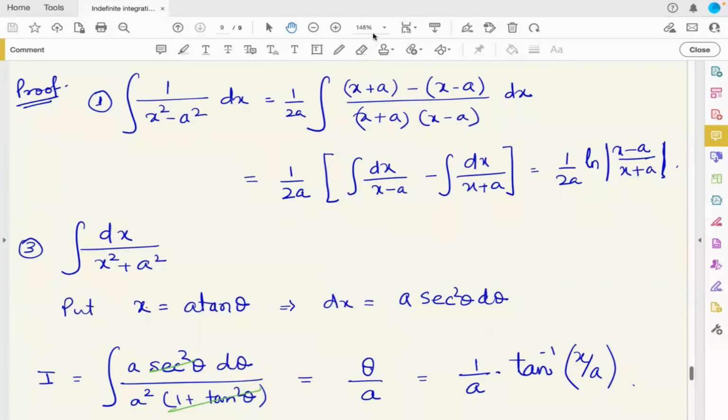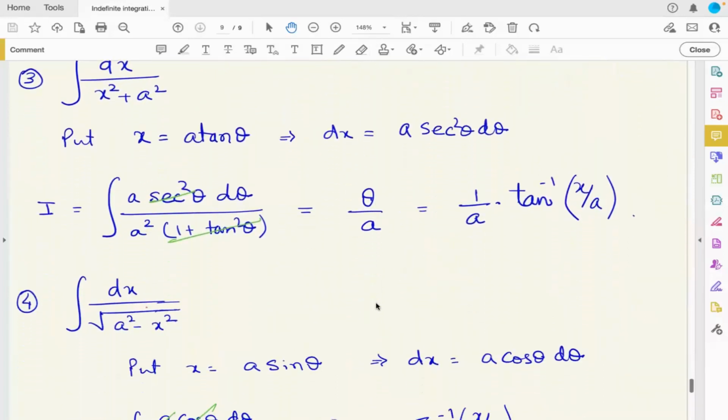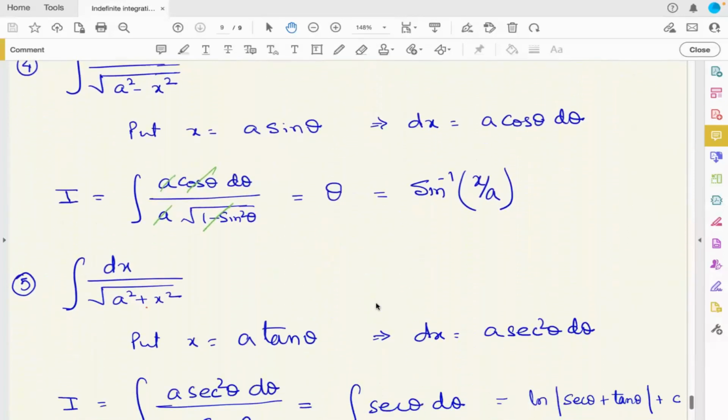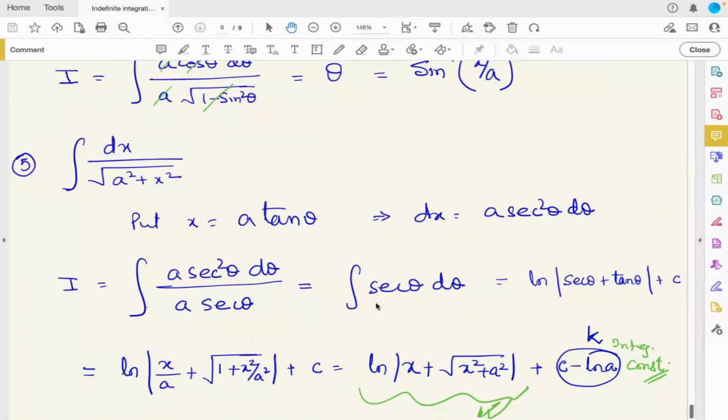Now let's move on to the next. So these are some proofs. So try to look at this proof. Okay. So as I'm saying, wherever the function is root under a square plus x square, try to put x equal to a tan theta, and we put that, we get integration of a sec theta, and integration of a sec theta is ln sec theta plus tan theta plus c.